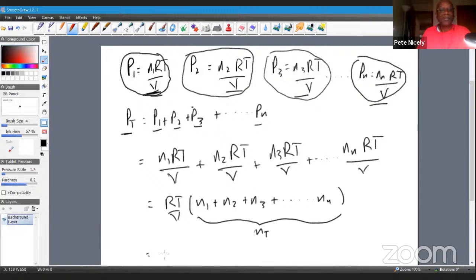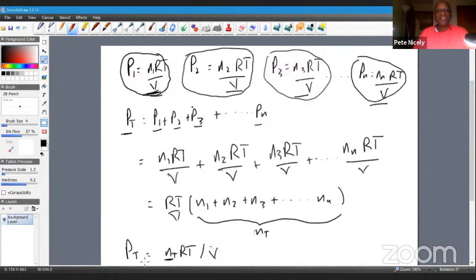So therefore this equation now becomes NT RT over V, I'm sorry, over V. Let me erase this here. So V, all right? So this equation here, PT, we can calculate the total pressure of a mixture of gases if you know the sum of the moles, or if you can figure that out. If you're given the moles of all the gases in the mixture, you just add them up and that gives you the sum of the moles here, which is this right here, times R times T divided by V, and that will give you the total pressure of a mixture of gases.